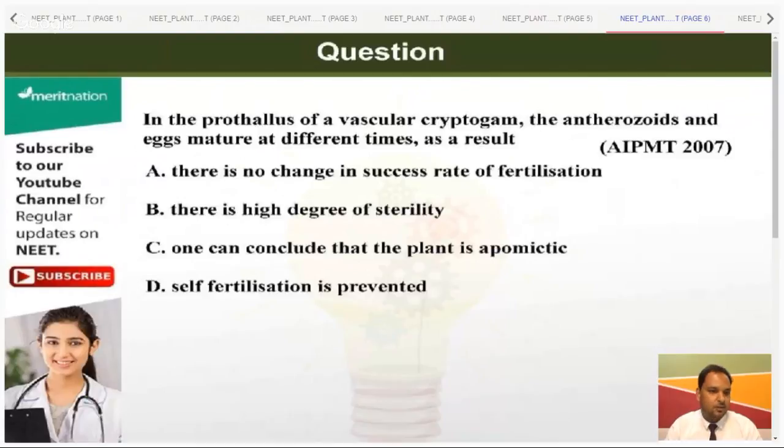Okay. So I think all of you are now saying D, and if I can see here, everyone, the antherozoids and egg mature at different times. This is a typical nature of plants to avoid self-fertilization, those plants who do cross fertilization, and yes, the right and correct answer is D. Self-fertilization is prevented. Perfect. Okay. Next.